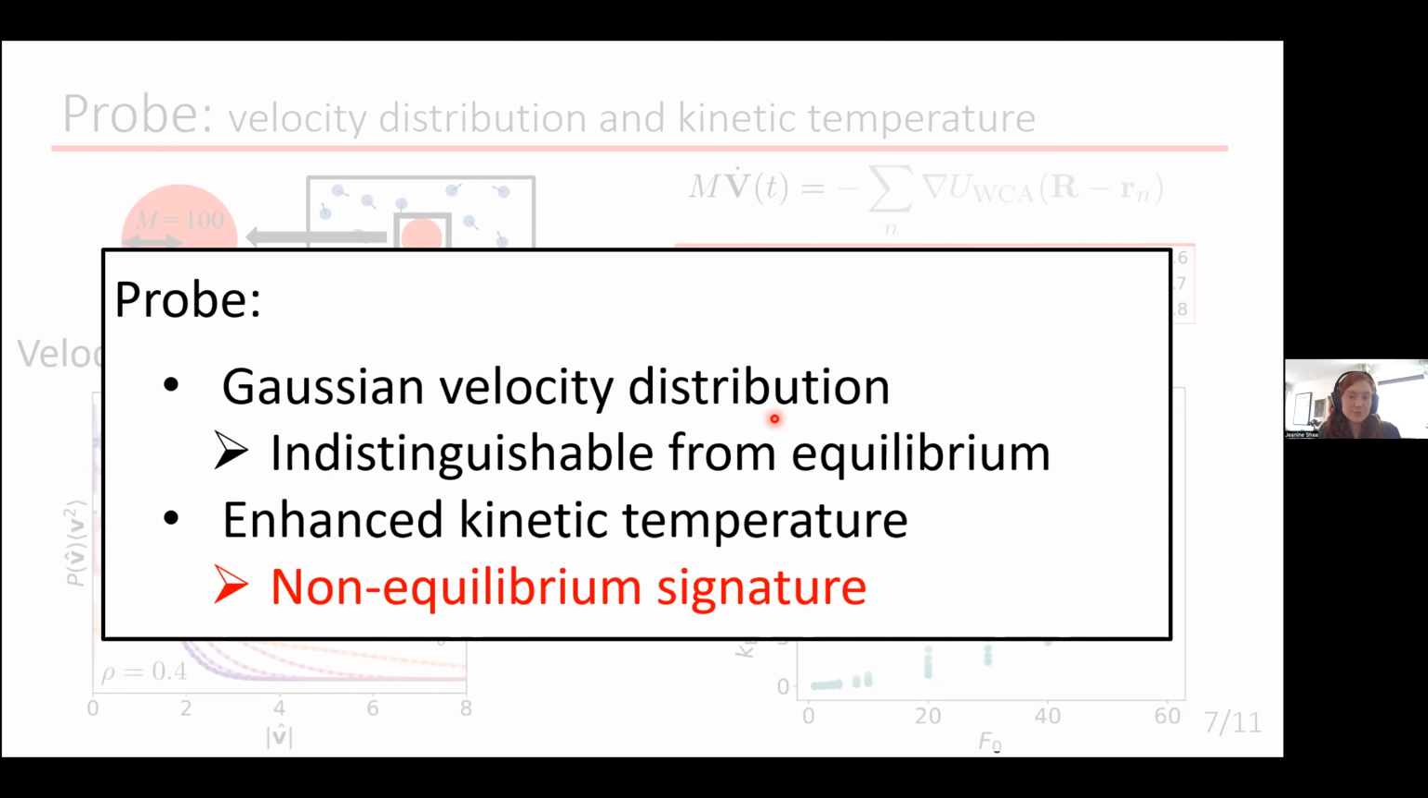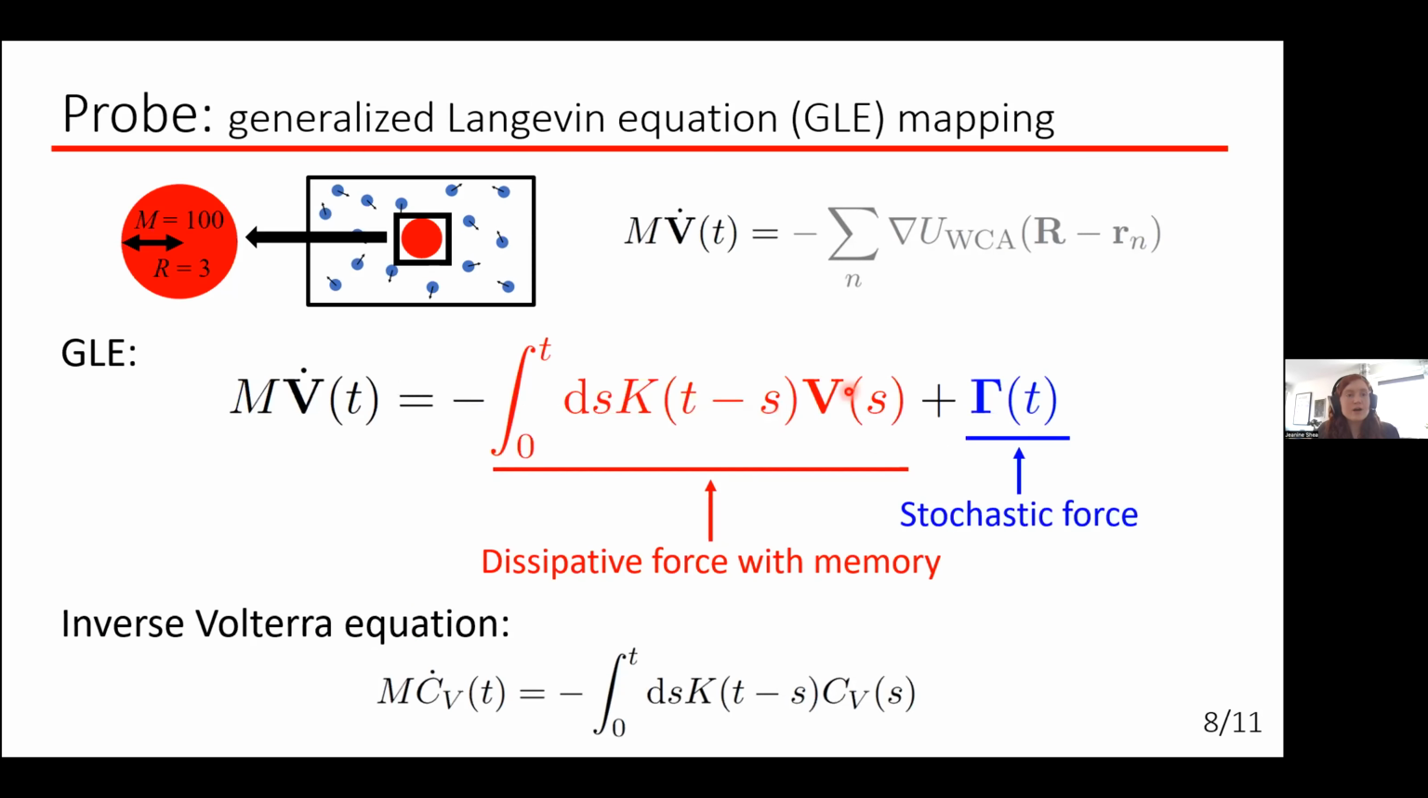And therefore, in order to try to diagnose a non-equilibrium signature, which we can get just from the trajectory of the probe, what we next do is we map the motion of the probe onto the generalized Langevin equation, which Tanya already explained, so I don't have to do as much here. So what we're doing is we're mapping the motion of the probe onto this equation. And recall that the motion of the probe is just governed by its interactions with the active Langevin particle bath.